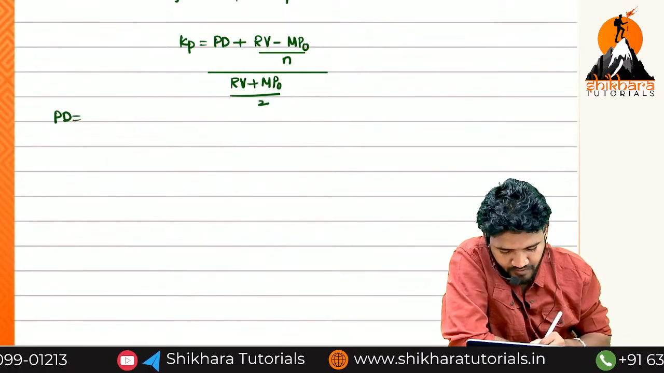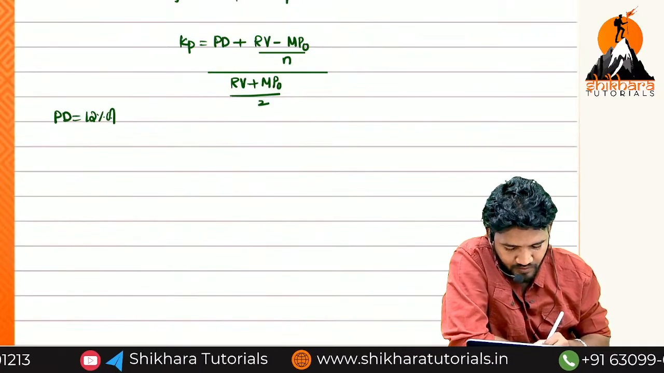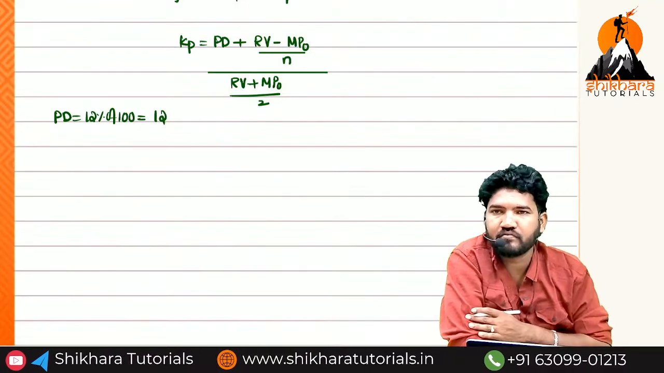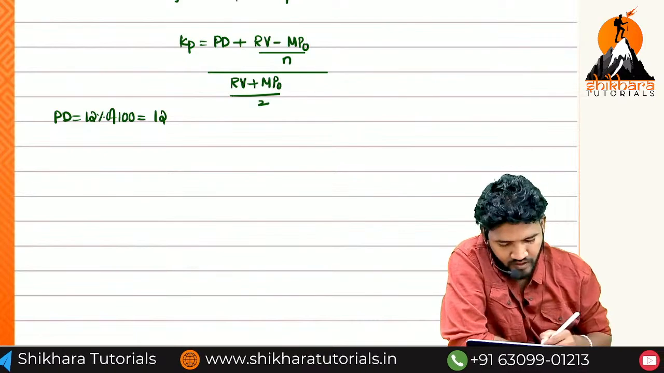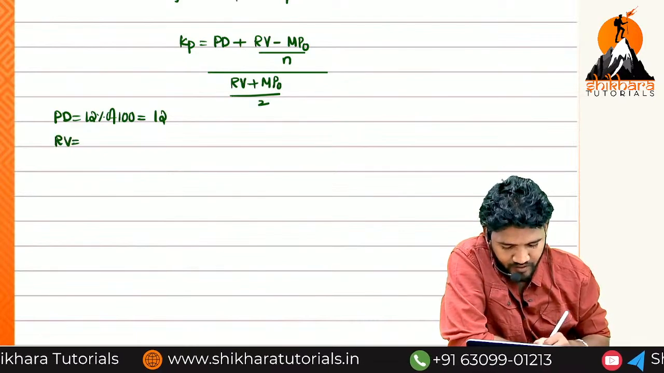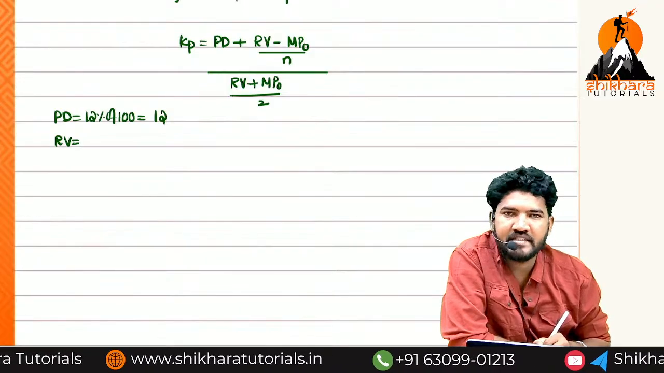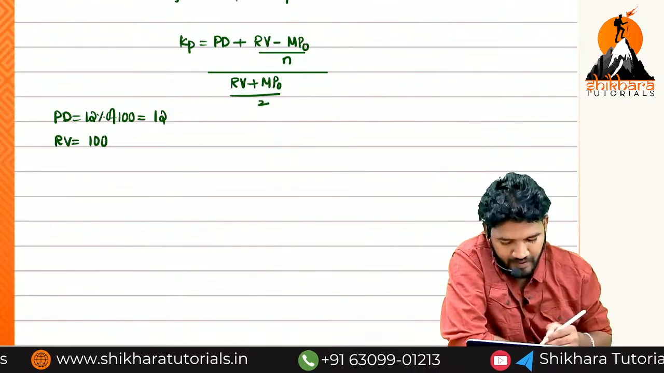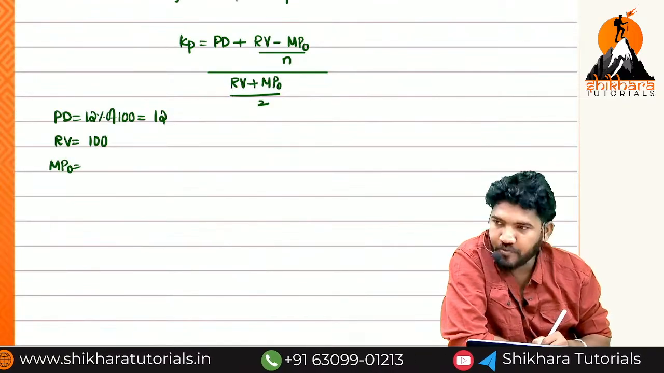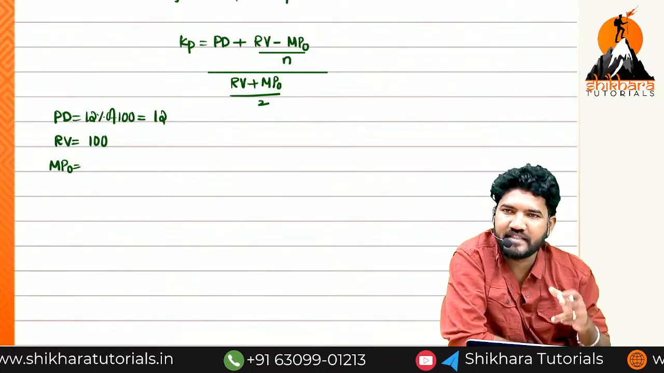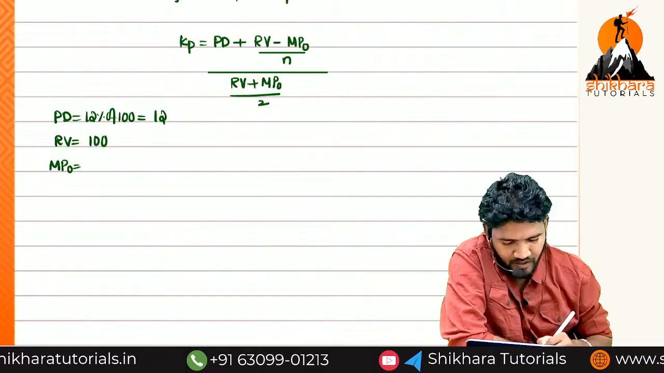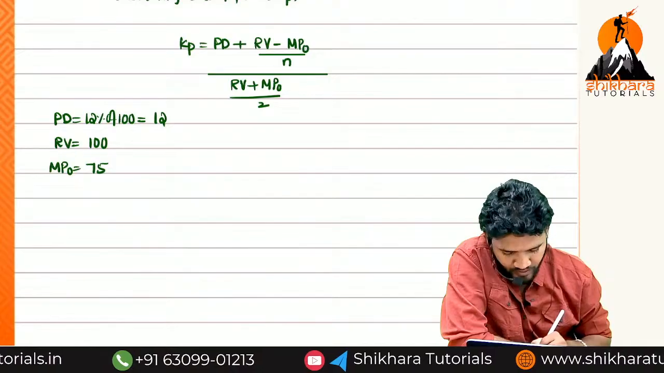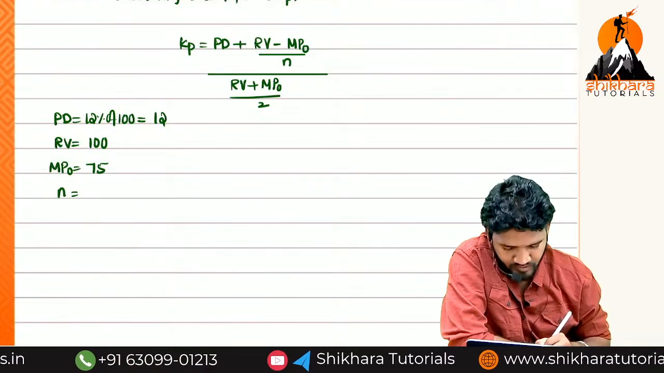PD represents preference dividend, 12% of face value. That is nothing but 12 rupees. Yes or no, sir? Next, RV represents repayment value. They said at par. Par is nothing but face value, 100. Next, MP0. Why? Because there is no net proceeds concept. They sell at market price only. MP0 equals 75. N equals number of years, that is 7 years.